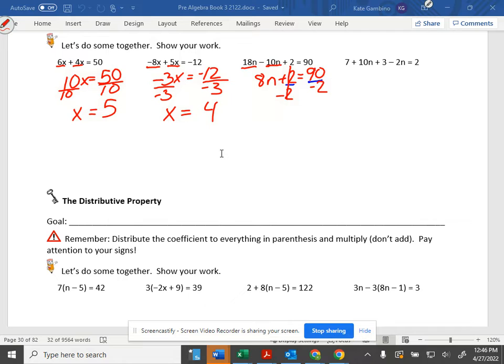Positive 2 minus 2 is the same as 0. So we don't have to write plus 0. So it's just 8n. 90 minus 2 is 88. What's our next step? Paisley? You divide, now that you know what it is, you would divide by 8.